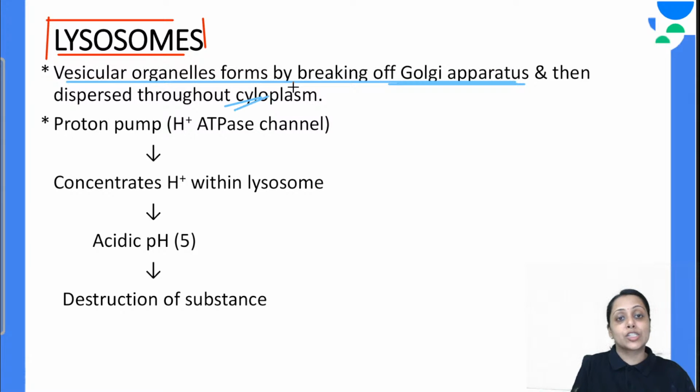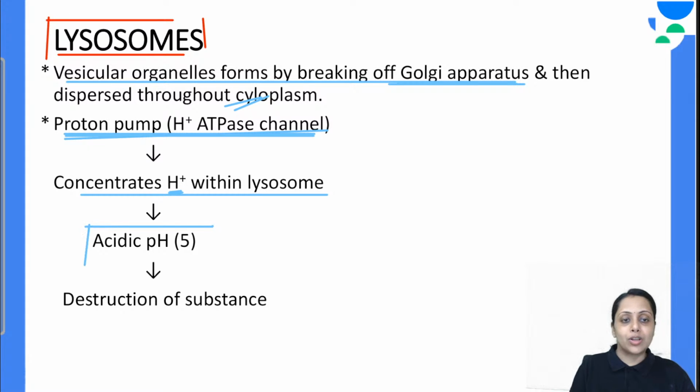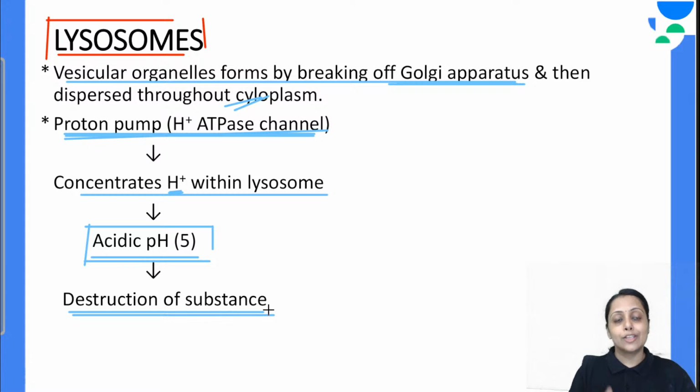And they finally disperse throughout the cytoplasm. So what happened? This proton pump is present in our lysosome. It causes concentration of hydrogen ion inside the lysosome. So that is responsible for the acidic pH of lysosome, and this acidic pH is going to cause the destruction of substances. So lysosomes are vesicular structures that are separated from our Golgi apparatus, that consist of a proton pump that is responsible for acidic pH of lysosome, and that acidic pH is responsible for destruction of substances.